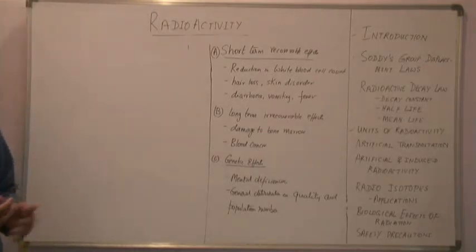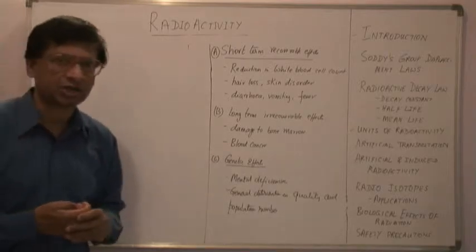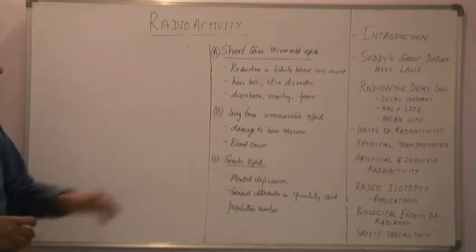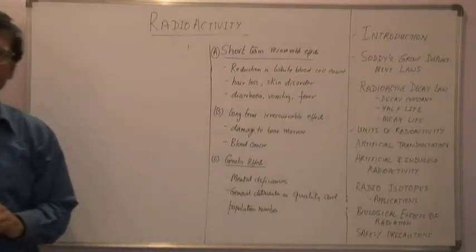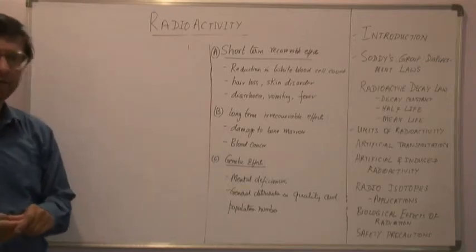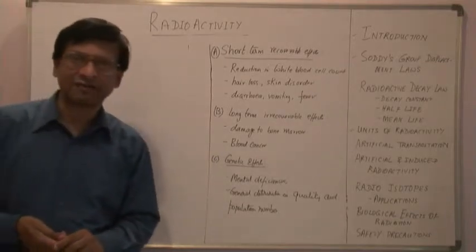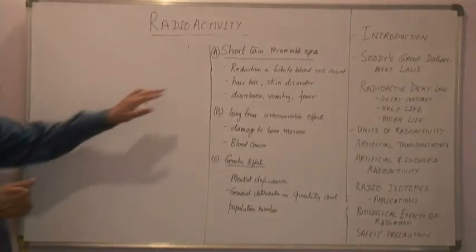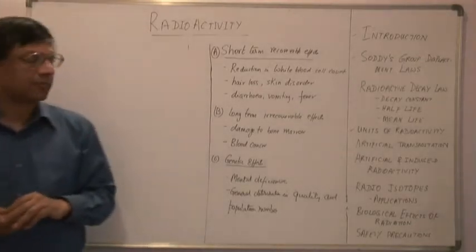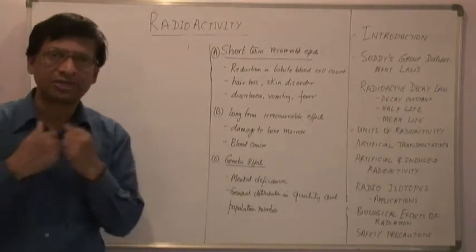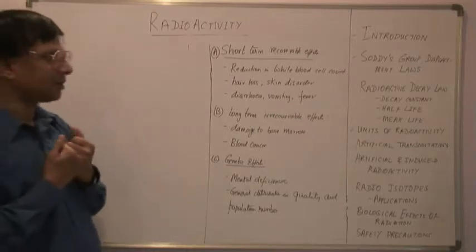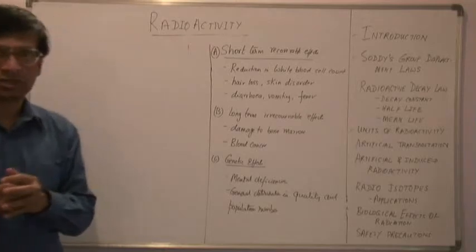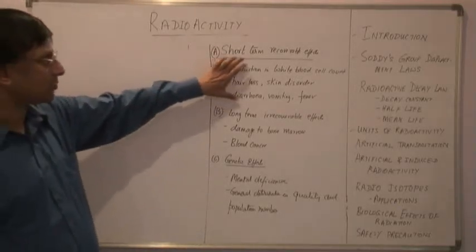So apart from the general behavior of these radiations, now we can consider the effects of radiation on human beings in three categories. One is the short-term or recoverable effects, the long-term irrecoverable effects, and finally the genetic effects, which are long-term in nature. First are short-term recoverable effects, which happen to those individuals who receive radiation directly. For example, when somebody goes for radiotherapy, they are given doses of radiation. So these are the short-term recoverable effects.